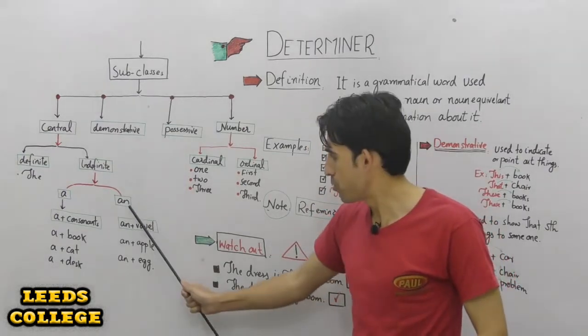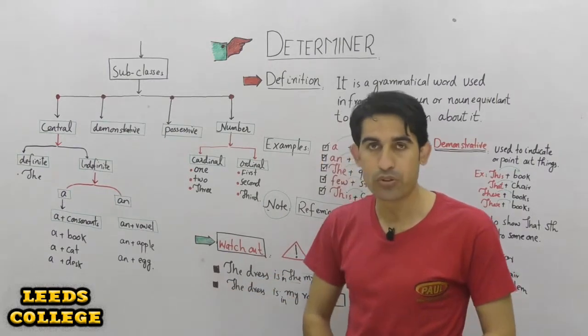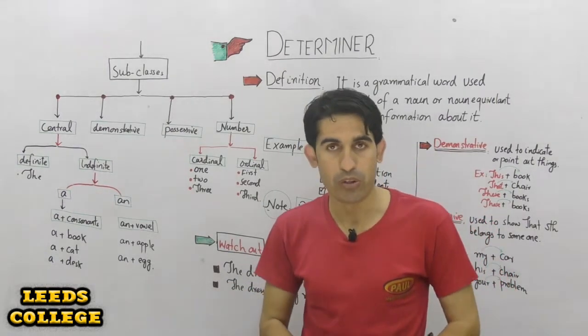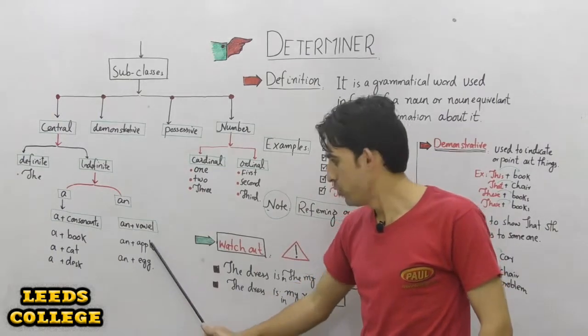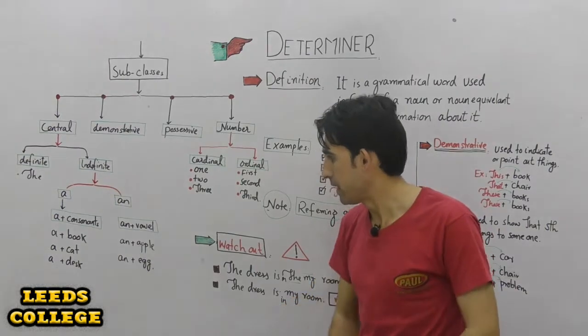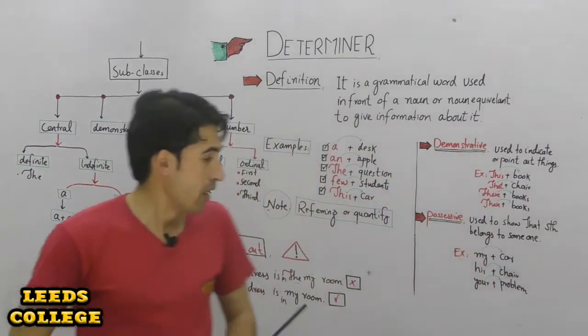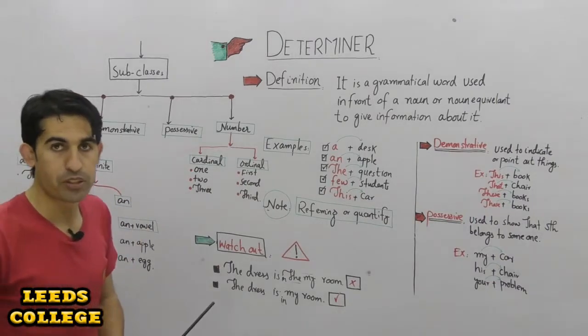Now, coming to where we use the indefinite article an. An is used before a word that begins with a vowel sound. Examples, an apple, an egg. Each of these words begins with the vowels a and e. Is it clear? Now, the next subdivision is called the demonstrative determiner.